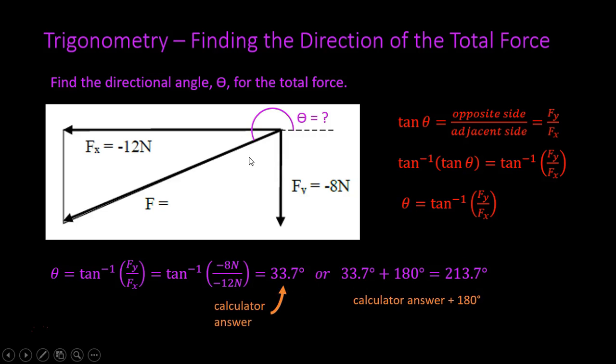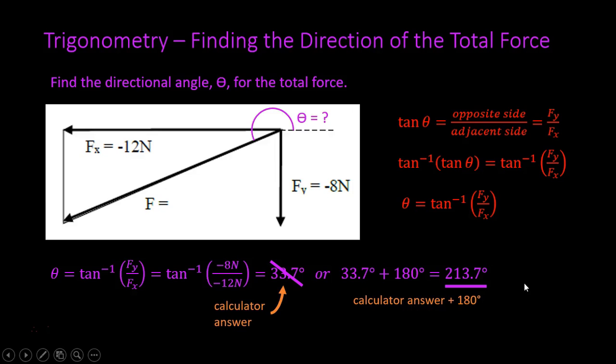We need to go back to the force diagram to look at this. Notice that the y component is in the negative direction and the x component is in the negative direction. So that means that this force vector is in quadrant 3 of the Cartesian coordinate system. Whenever both components are negative, you're going to be in quadrant 3. This angle, 33.7 degrees, is in quadrant 1. This is the angle that's in quadrant 3, 213.7 degrees. So we know it's not the calculator answer, but in this case, it's the calculator answer plus 180.